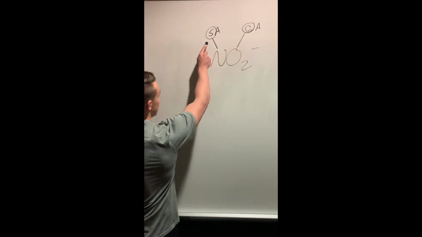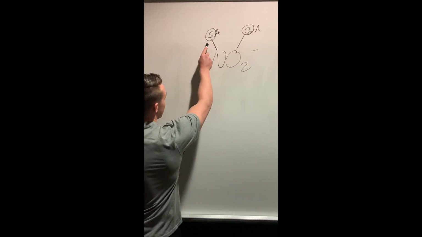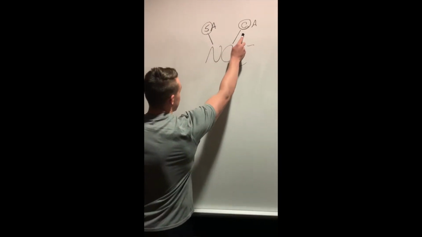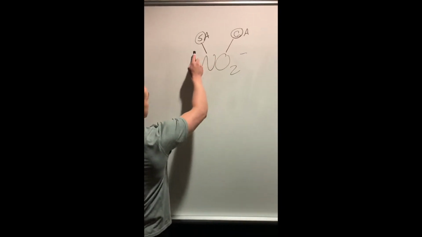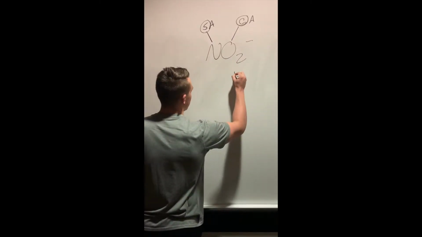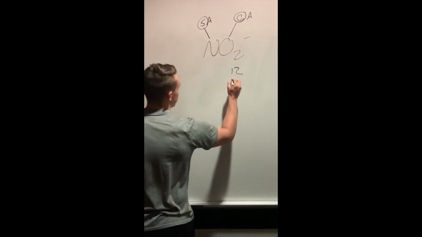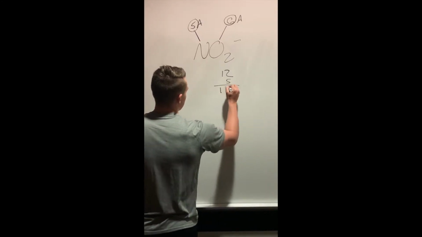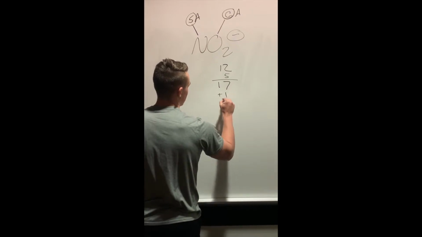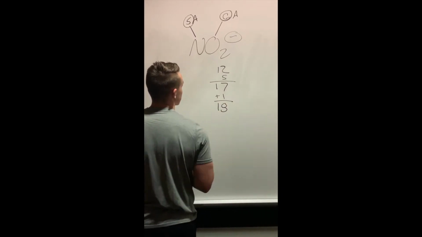For nitrogen, it's going to be group number 5A, so we're going to be focusing on number 5. Oxygen is group number 6A, so number 6. We have 2 oxygens, so that's 6 times 2, which is 12. 12 plus 5 is 17. That's an odd number, but we have an extra electron right here, so add that one. It gives us 18 valence electrons.